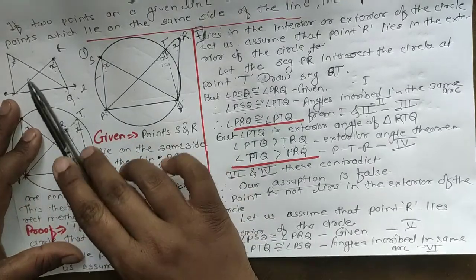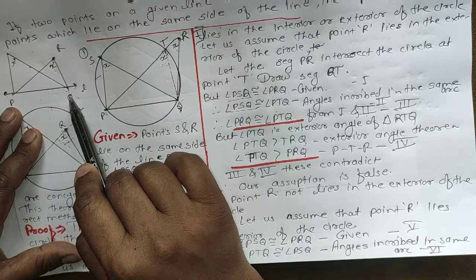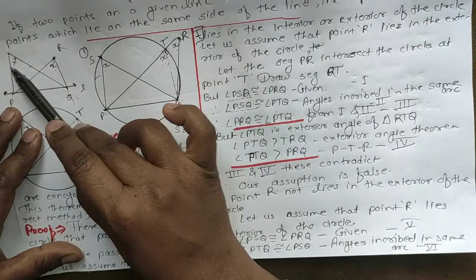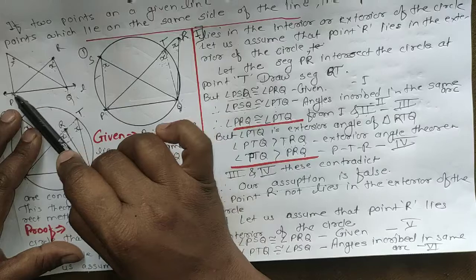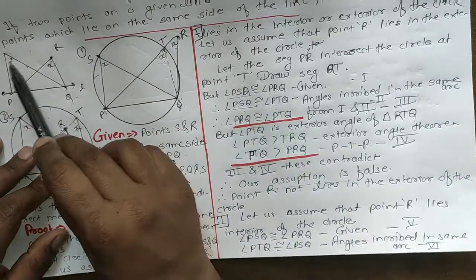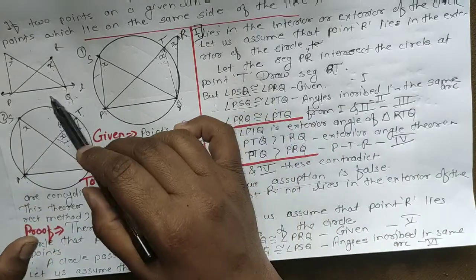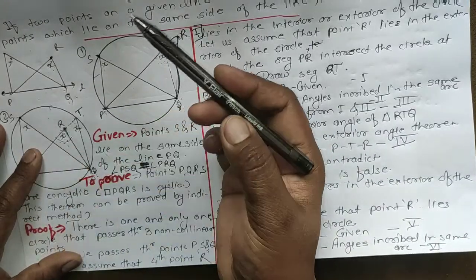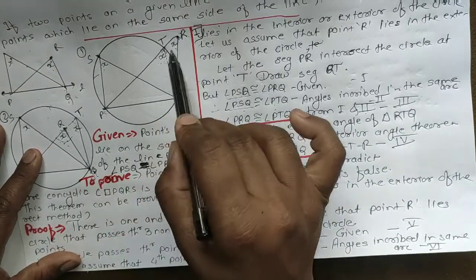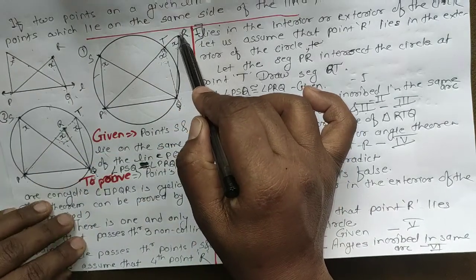We have to show that if these two points S and R lie on one side of the line and have equal angles, meaning angles PSQ and PRQ have equal measure, then these points are concyclic. Actually it is an indirect proof, so we have to assume that whatever is correct is false. So what is correct? The point R is not lying on the circle. It may be exterior of the circle or interior of the circle.